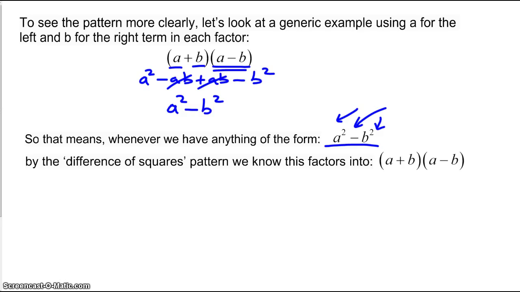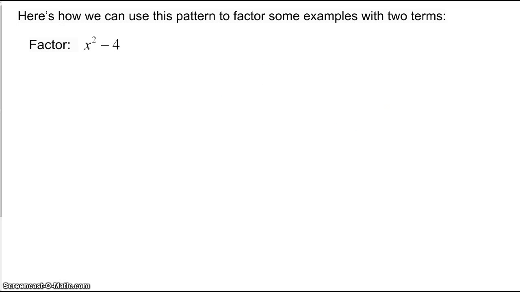Okay, let's see how we would use it in practice. Let's say we have x squared minus 4 again. Here's the way I do it. I like to go ahead and say, well, that x squared term, I can think of it as something being squared, and the right term as something being squared, that the 4 is a 2 squared, and there's a subtraction sign in between. Then that means that this x right here is the a, and this 2 right here is the b.